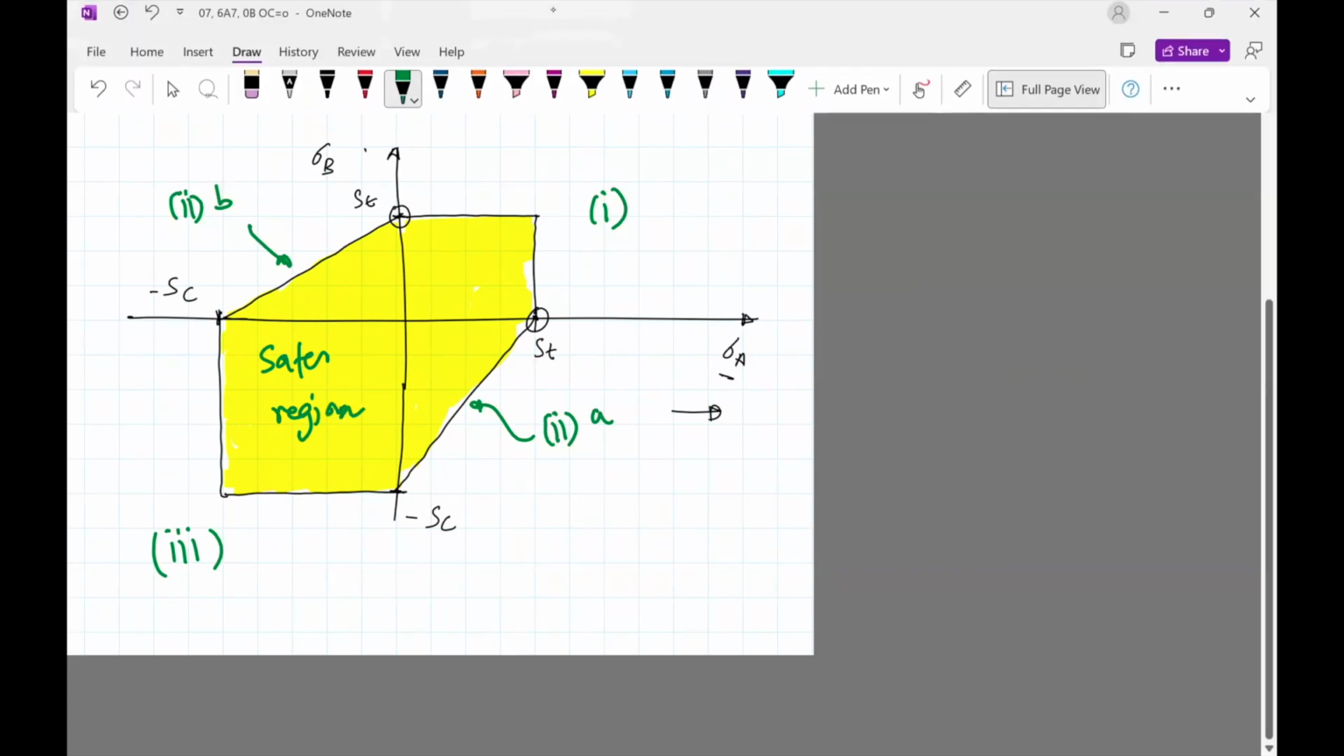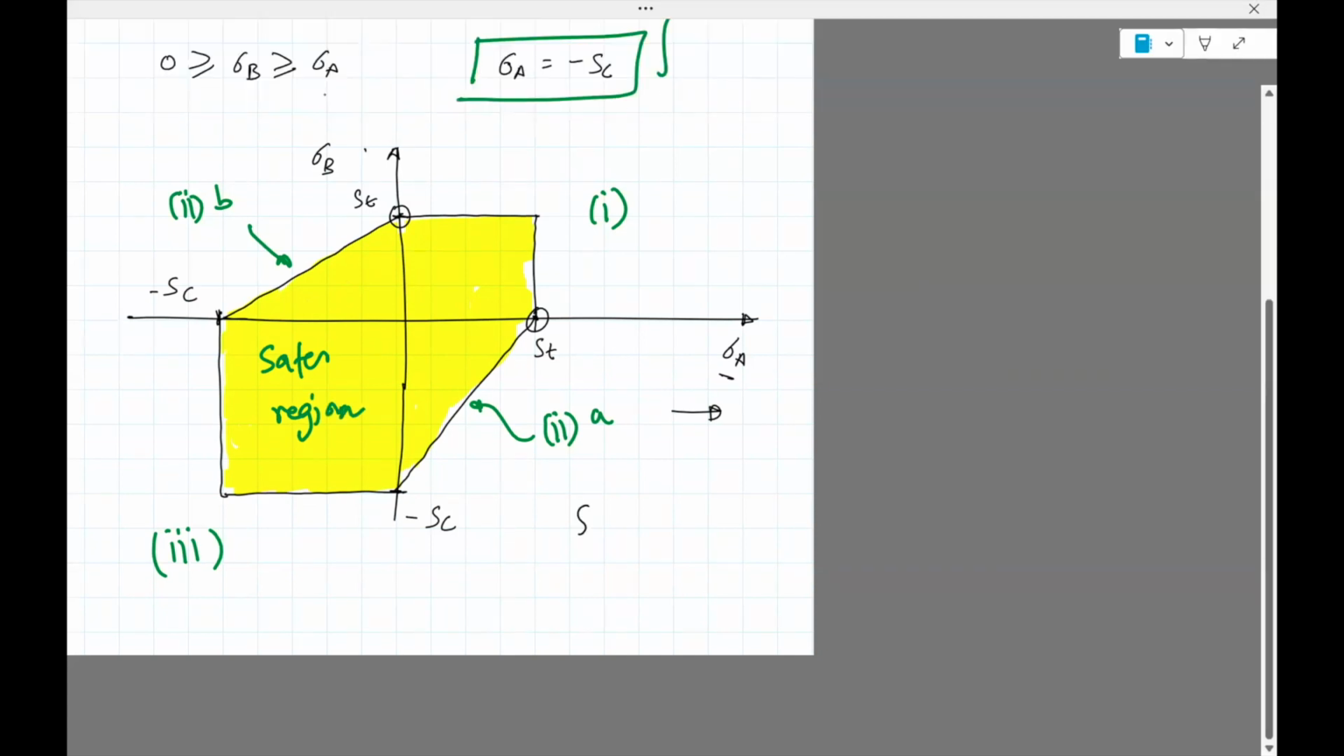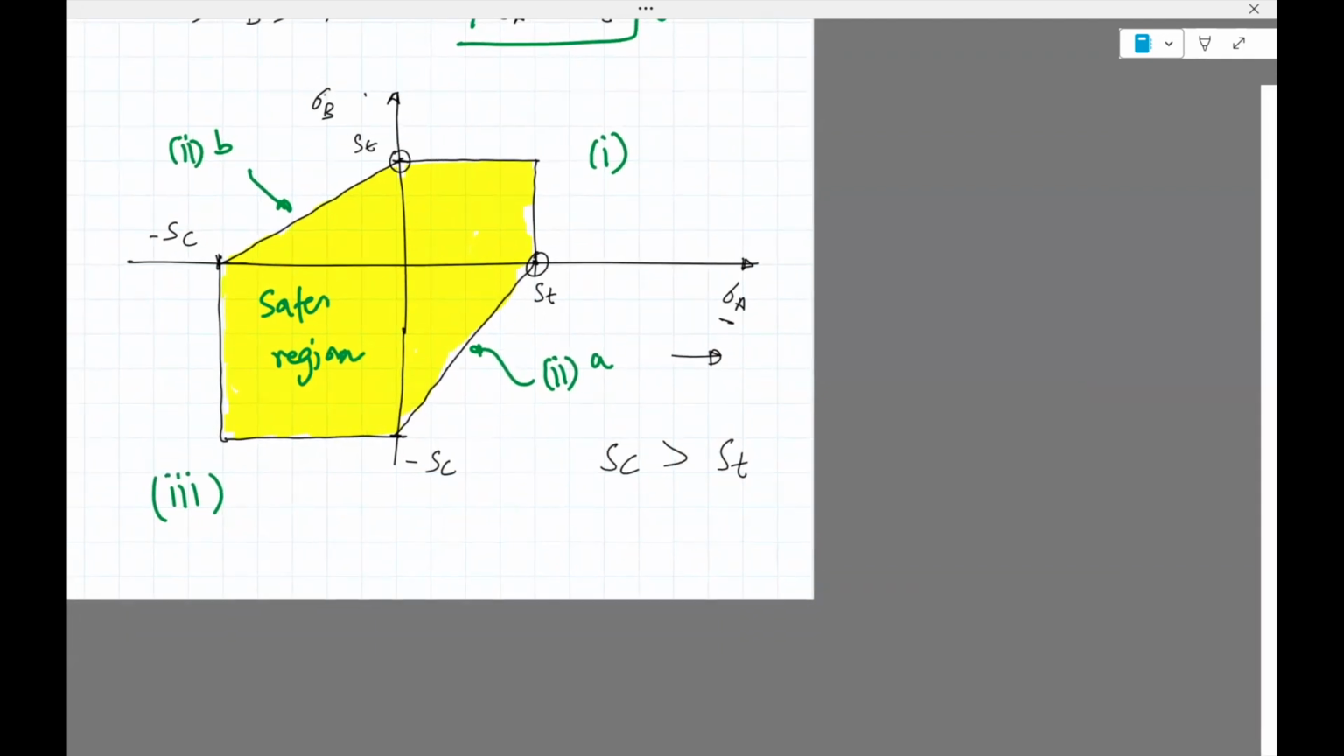Also, in general, as a rule, SC is greater than ST for ductile materials. The strength in compression is greater than the strength in tension. Besides, this region is smaller in the first quadrant compared to the third quadrant.